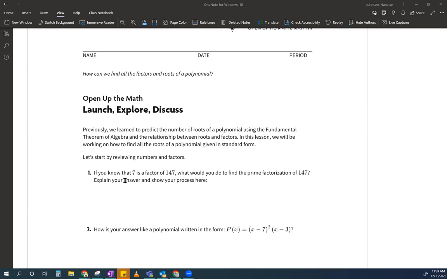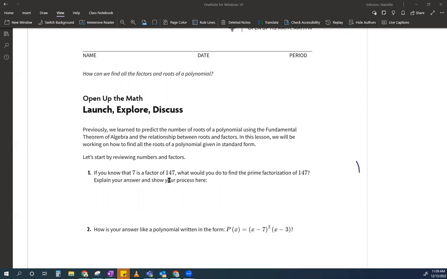If you know that 7 is a factor of 147, would you be able to find the rest of its factors? And the answer is yes, right? So the very first thing that I'm going to do is divide 147 by 7.